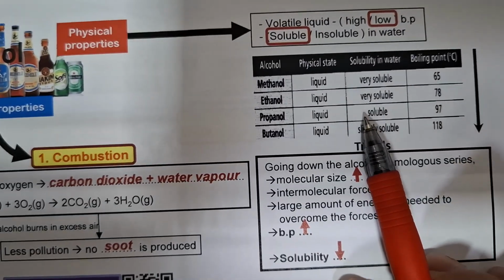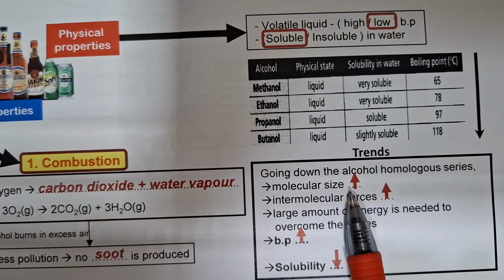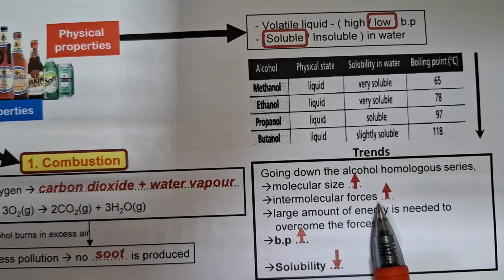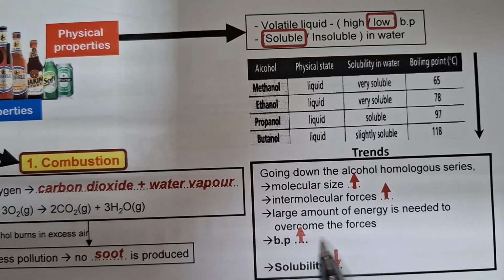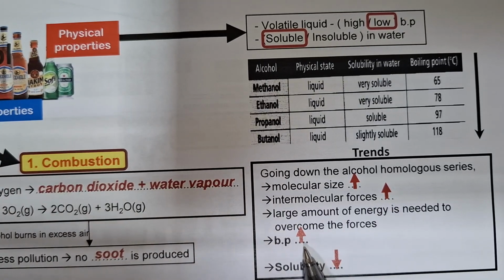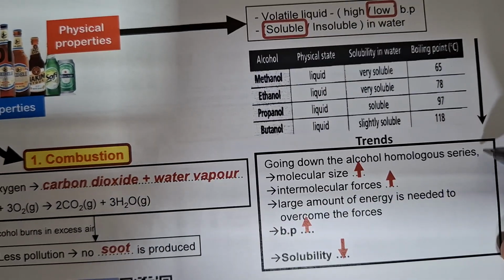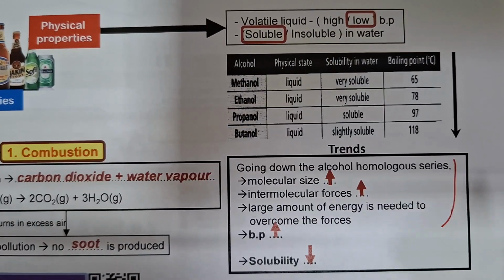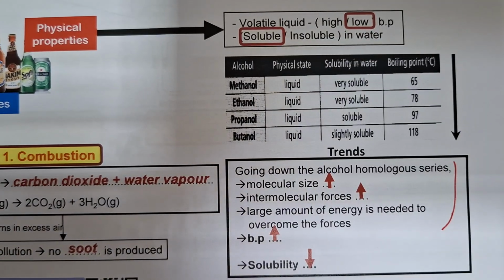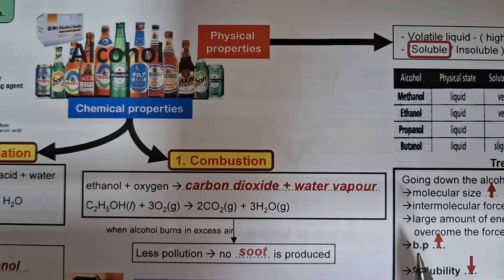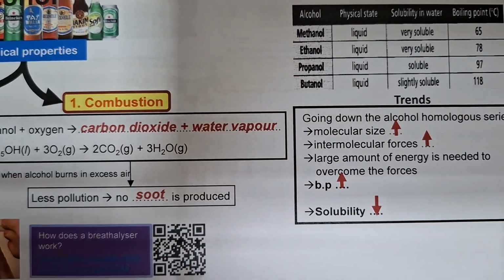So the trend going down the alcohol homologous series: molecular size increases, intermolecular attraction forces increase. So a large amount of energy is needed to overcome the forces, and because of that, the boiling point increases. This trend is exactly the same as alkane and alkene. You can also see that the solubility actually decreases going down the group.